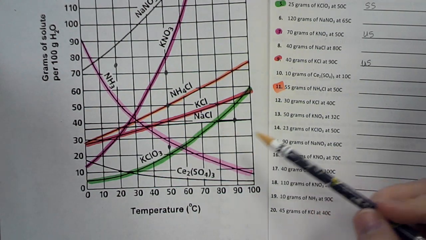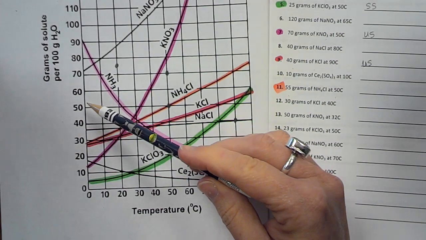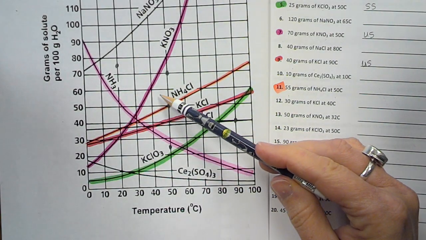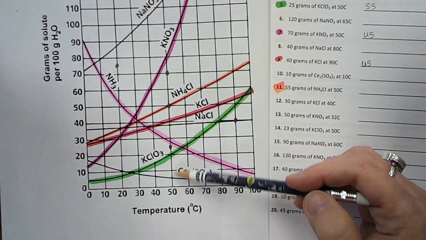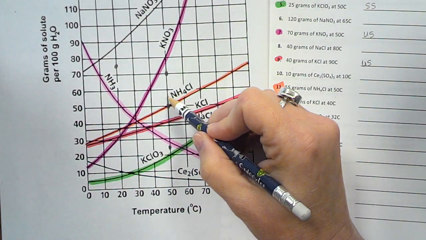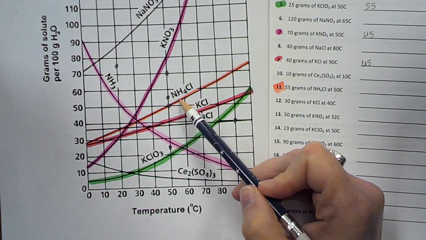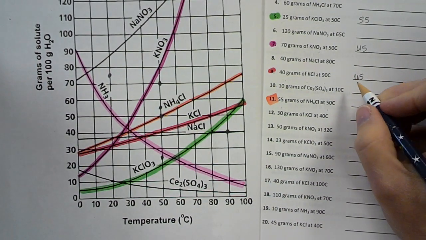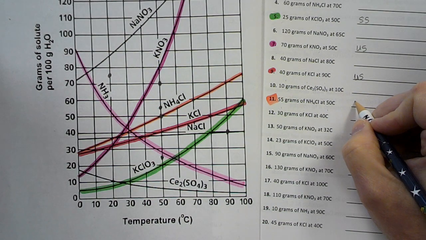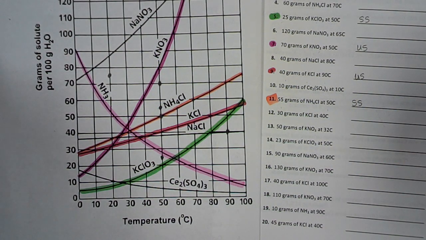And 55 grams of ammonium chloride at 50 C. So 55 grams is right here. 50 C is right here, okay? So I'm going to put a dot right here. And then to me it looks clearly above the line. So this is ammonium chloride, so since it's above the line, it's supersaturated. I hope you're getting the idea.